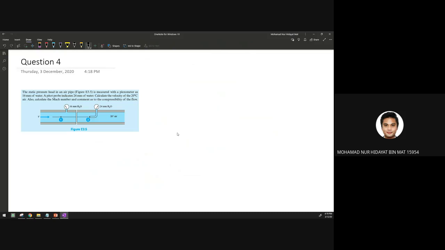So the static, also the last question: the static pressure head in the air pipe, as shown in this figure, is measured with a piezometer as 16 mm of water. A pitot probe indicates 24 mm of water. Calculate the velocity of 20 degrees Celsius air and also calculate the Mach number, comment on the compressibility of the flow.